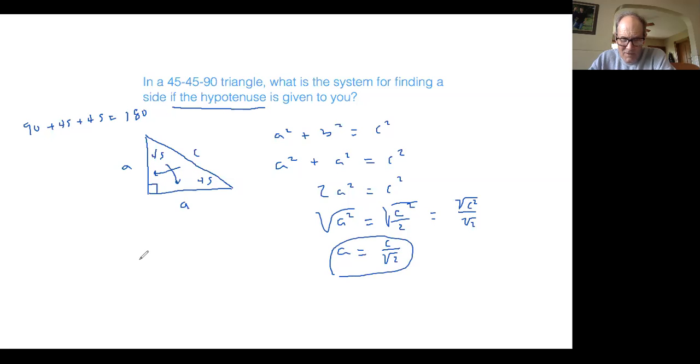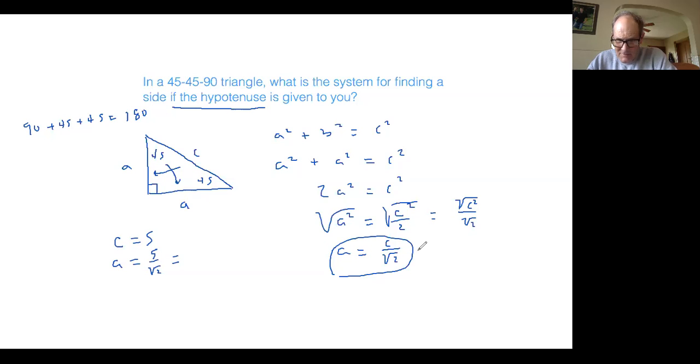So if I know the hypotenuse, or C, is say 5, what's the leg A? A will be 5 divided by the square root of 2. And you can take your calculator and do that.